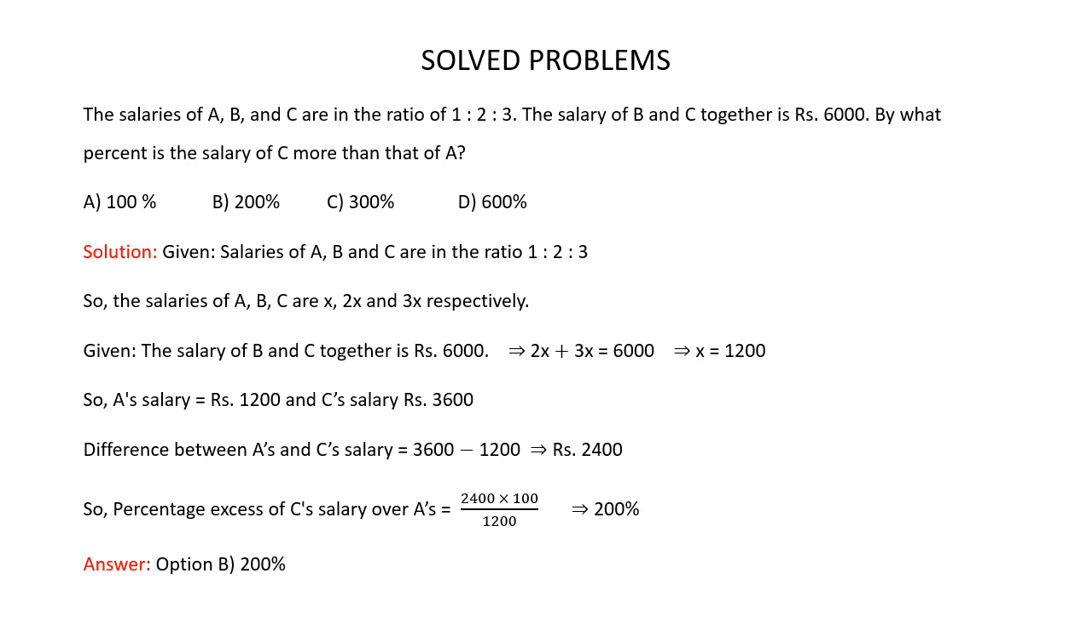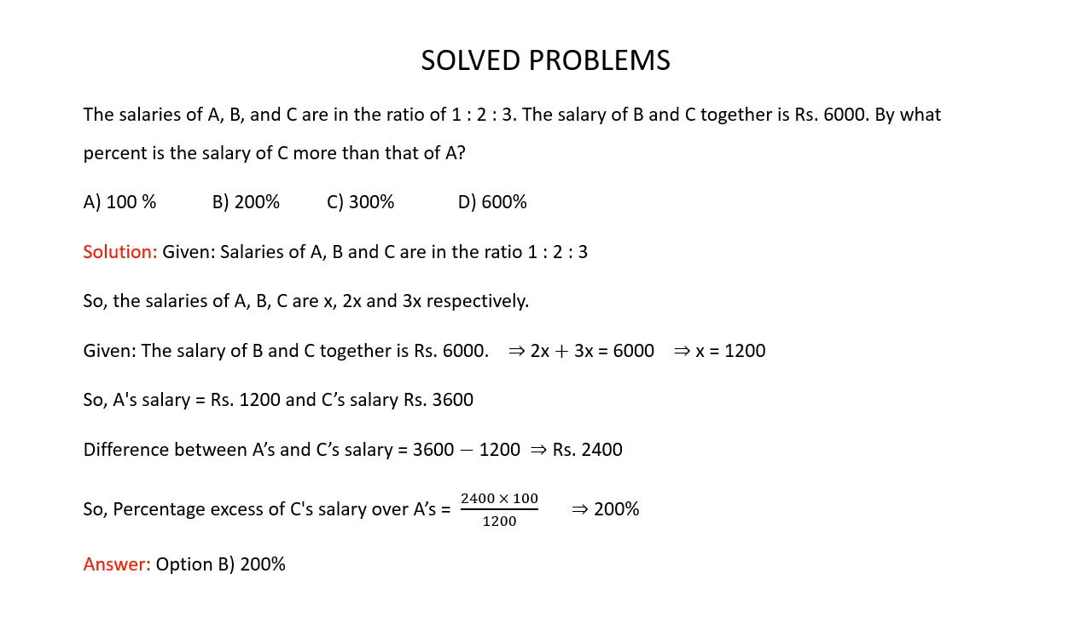Now we are asked to find what percent is the salary of C more than that of A. So first let's find out A and C's salary. Now A's salary is x, which is 1,200 rupees, and C's salary is 3x, which is 3 multiplied by 1,200, which is 3,600. Since the value of x is 1,200. Now the difference between A and C's salary is 3,600 minus 1,200, which is 2,400 rupees.